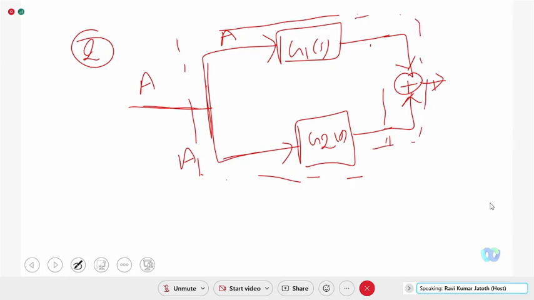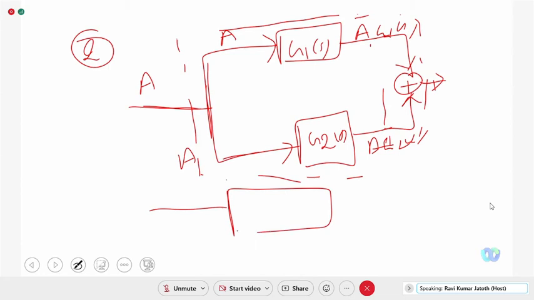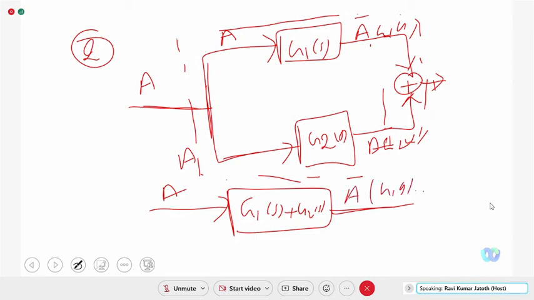Then what is the resultant one? G1 plus G2. Here I get A G1 of S, and here I get A G2 of S, and these two get added, so A times G1 of S plus G2 of S. So if two blocks are in parallel, we can reduce them into a single block and add up the gains, G1 of S plus G2 of S. The output will be the same, which is A into G1 of S plus G2 of S. Is rule number two fine? Yes, sir. So this is block diagram reduction rule number two.